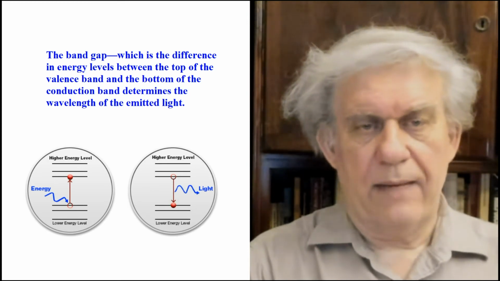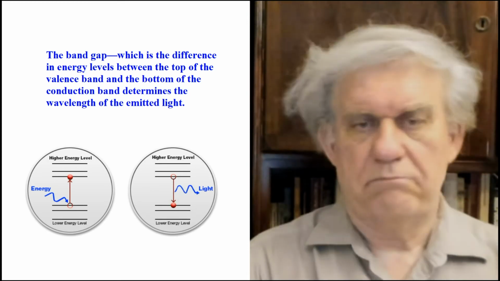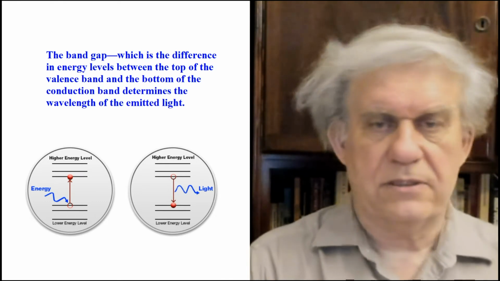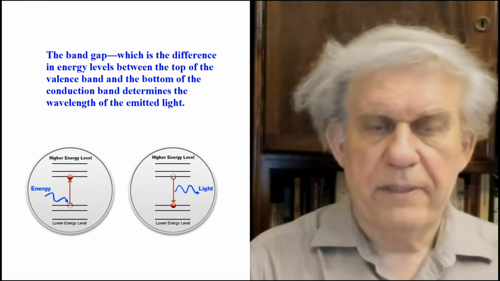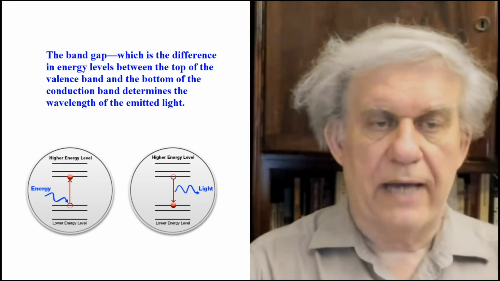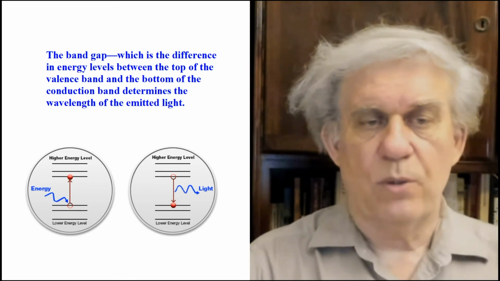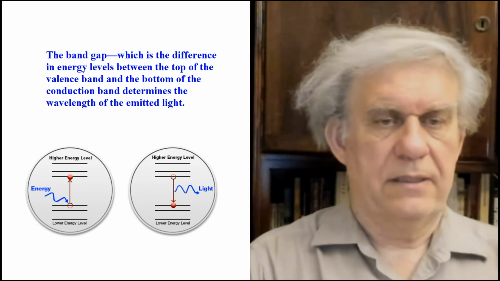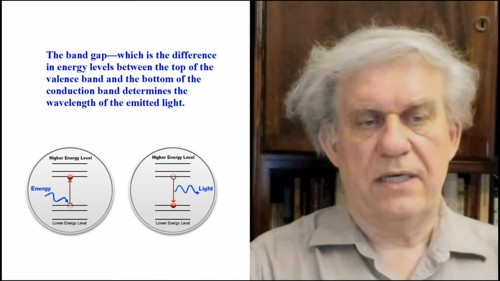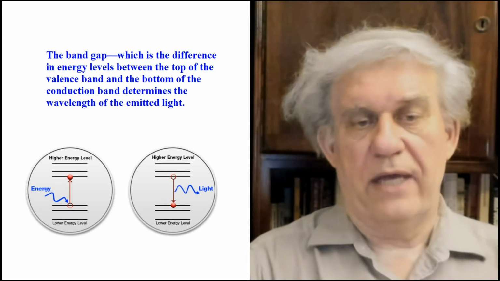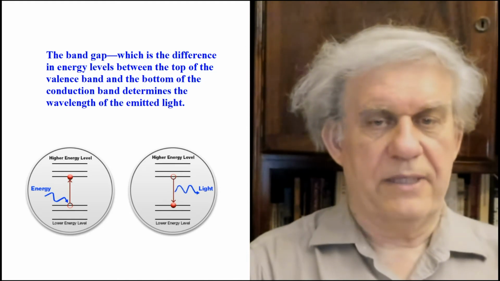Well, this is the band gap, which is the difference in energy levels, mathematics, nothing to do with physics. This is just an accounting procedure here. The difference between the top of the valence band and the bottom of the conduction band determines the wavelength of the emitted light. Okay, so you can see that there's a difference, the so-called energy, which is what? It's light coming in. It's a photon.